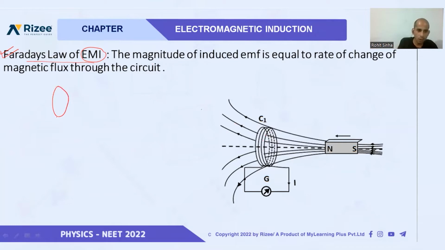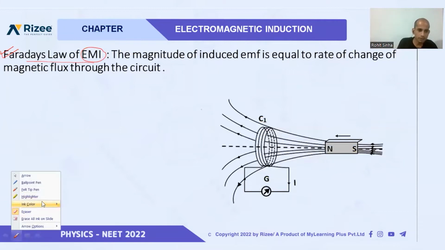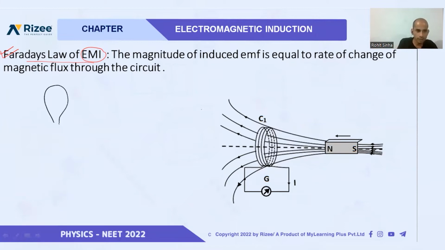Suppose we are having one coil like this. Now we have one coil like this, and one galvanometer is connected here, because a galvanometer measures even very small currents. It measures very small fluctuations also. That's why we are using a galvanometer here.